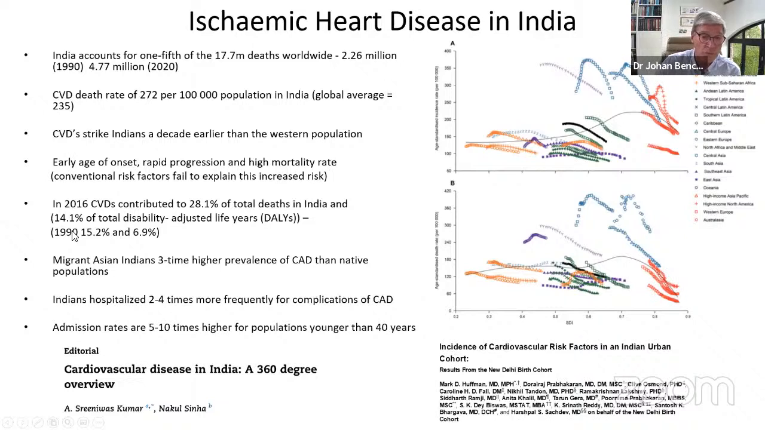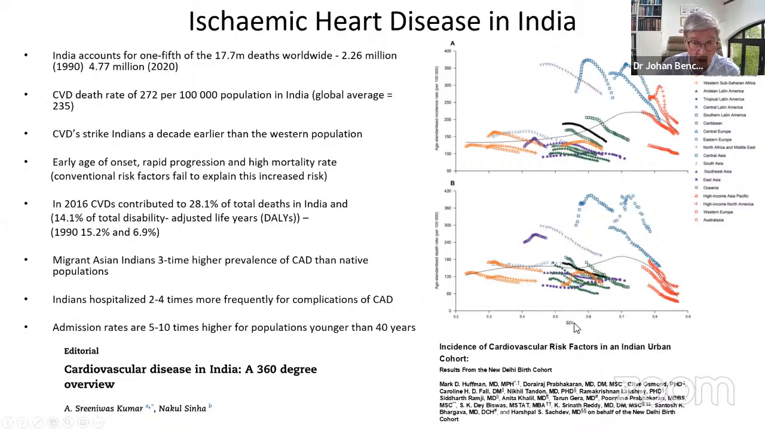And as the population, and you can see here, which is important in the UK and the USA and Europe, is that migrant Asian Indians have a 3-time higher prevalence of coronary artery disease as a subgroup than the native populations. They are hospitalized 2 to 4 times more frequently for complications of coronary artery disease. And what's important is the age, as the admission rates are 5 to 10 times higher for populations younger than 40 years. So quite a lot.